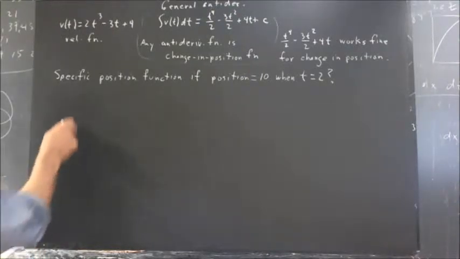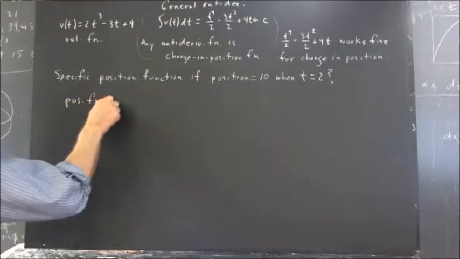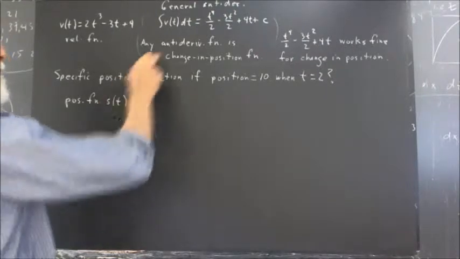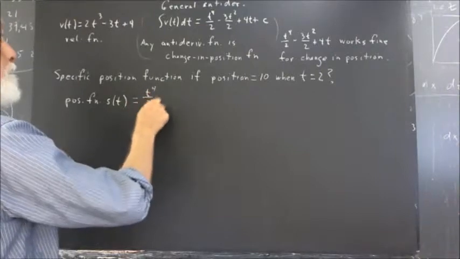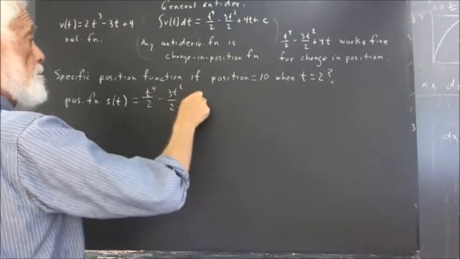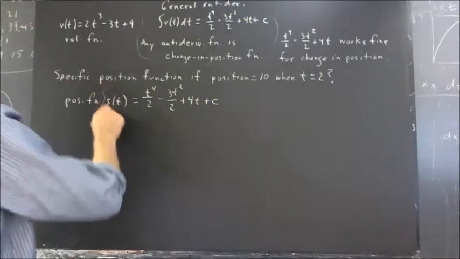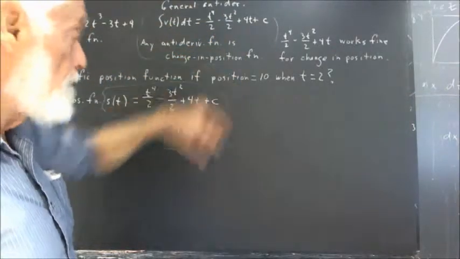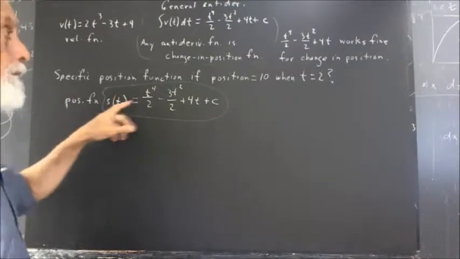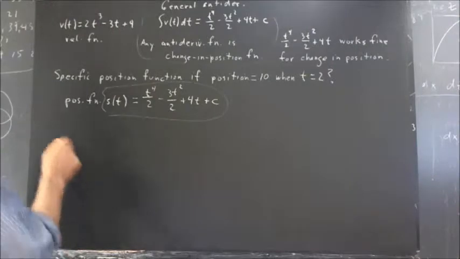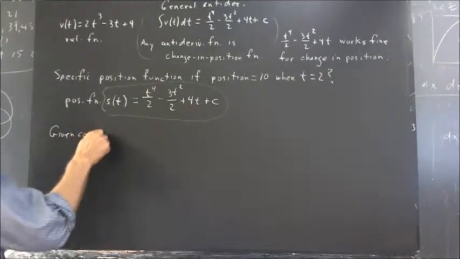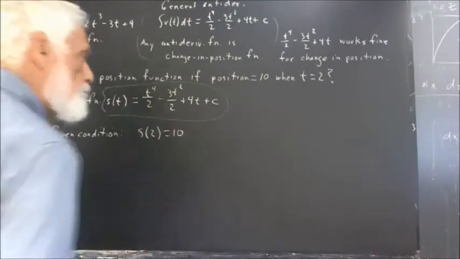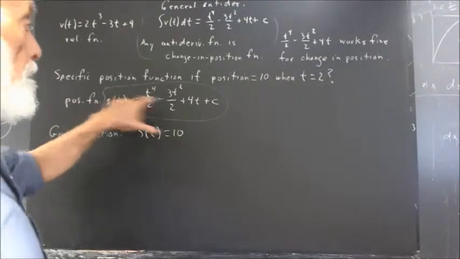Let's let the position function be s of t. We know that the position function is one of our antiderivative functions. That's t to the 4th over 2 minus 3t squared over 2 plus 4t plus c. We don't know what value of c is going to give us the correct position function for this situation, but we can easily find it. So what do we know? We know position's 10 when t equals 2. That means the given condition is that s of 2 equals 10.